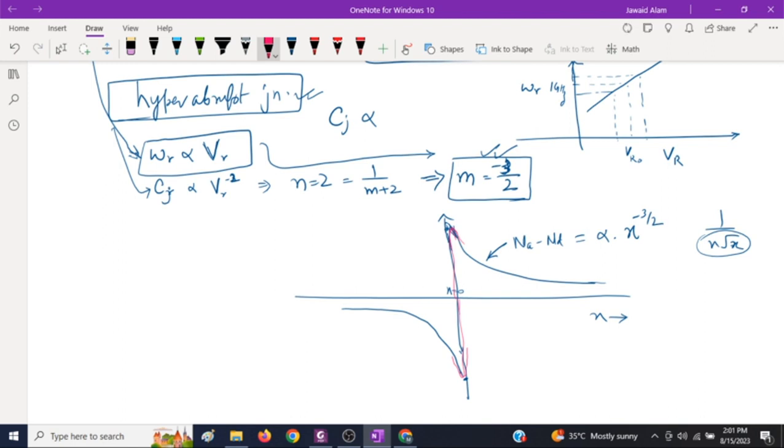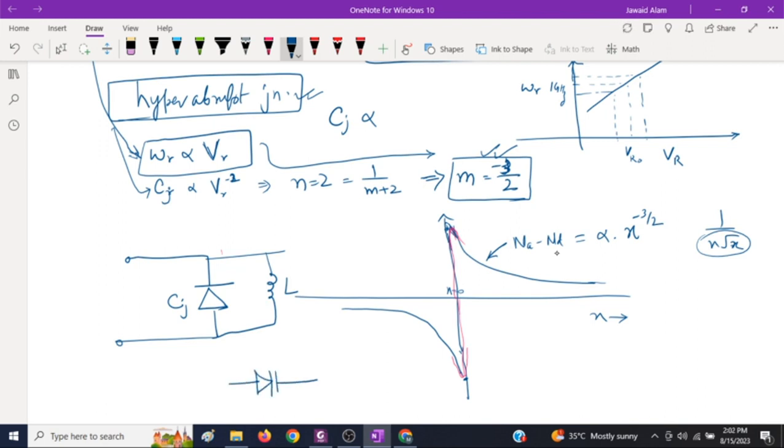These are the hyper abrupt junction Varactor diodes, and these diodes can be used in reverse bias in place of this capacitor C. So here you will find Cj. The notation for Varactor diodes is like this. So these are the Varactor diodes.